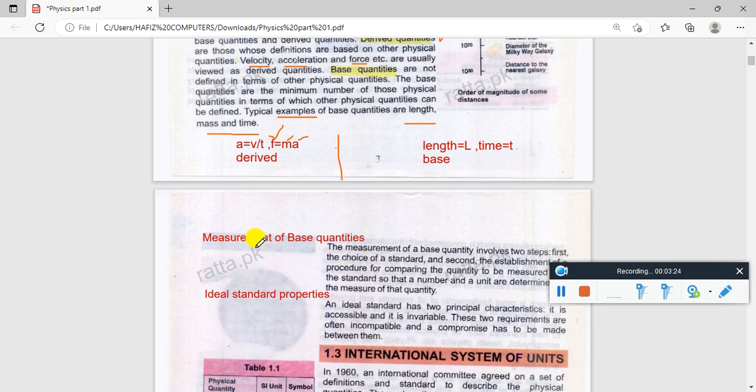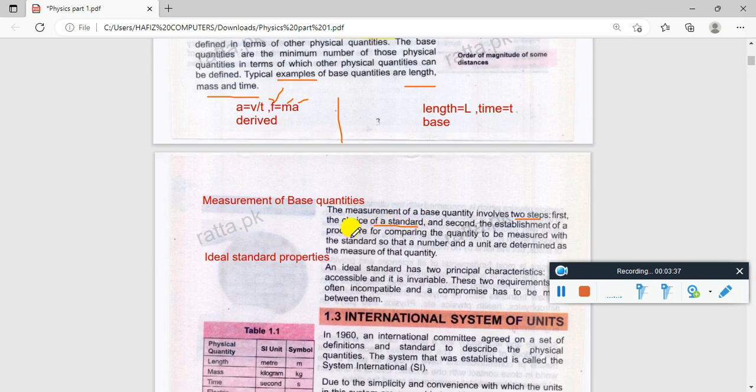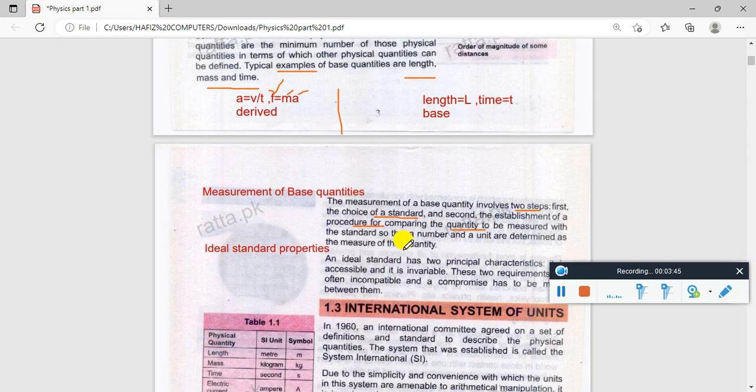Now, how to measure these base quantities. The measurement of a base quantity involves two steps. First is the choice of a standard: we will set a standard in which the quantity is to be measured. Second is the establishment of a procedure for comparing the quantity to be measured with the standard, so that a number and a unit are determined as a measure of that quantity.